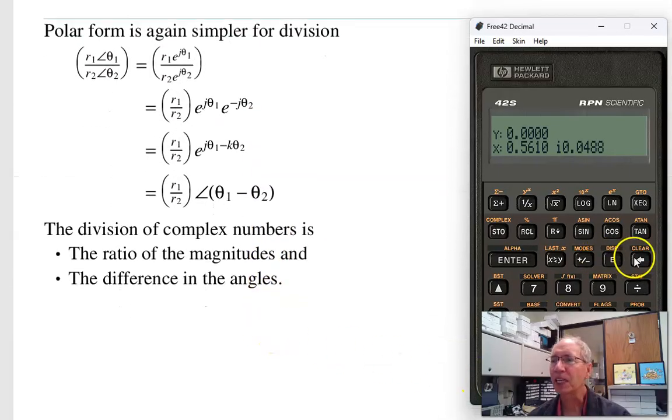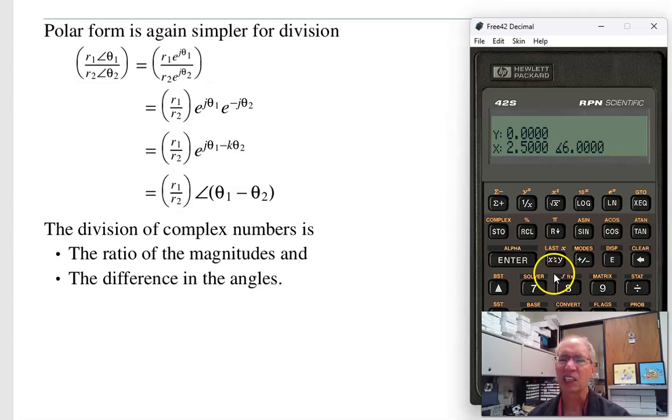Polar form is actually a little bit neater for division. If we go to polar and do 5 at 17 degrees, divided by 2 at 11 degrees. Take the ratio, I get 5 over 2, 2.5. Take the difference, 6 degrees. So in polar form, division is actually easier.